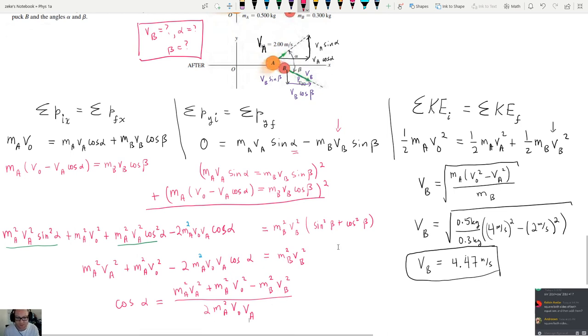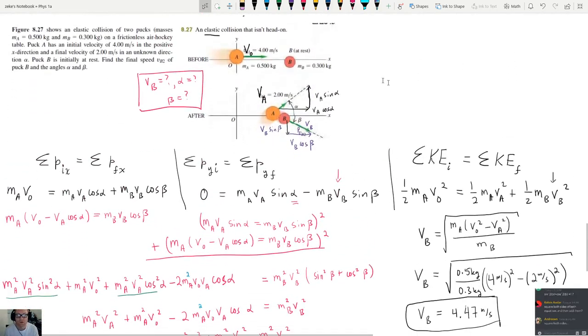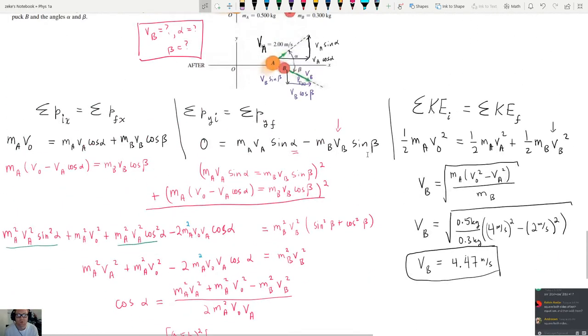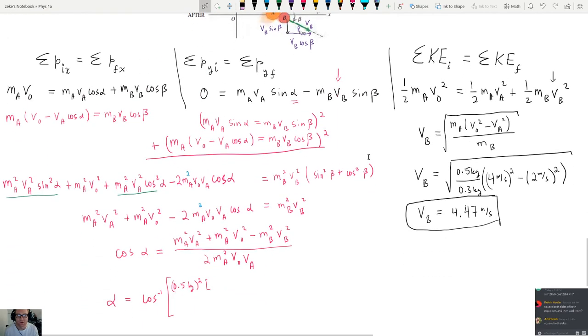So if we plug in the numbers, we're going to get alpha is equal to the arc cosine of, okay, what was MA? 0.5? I don't want to write it twice, so we'll just factor it out. VA was 4, I think. No. VA is 2 and V naught is 4, okay.